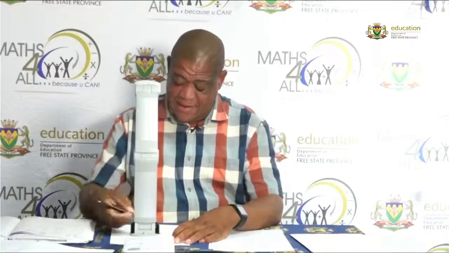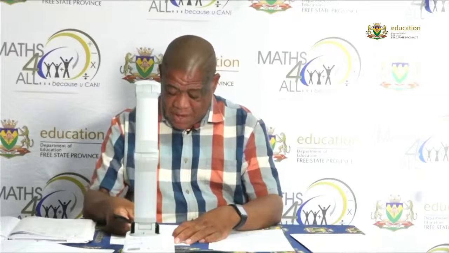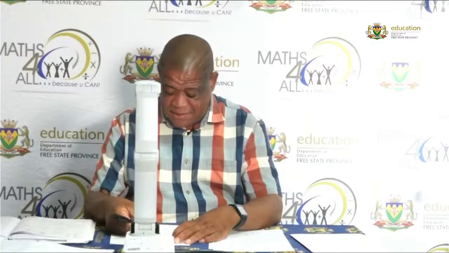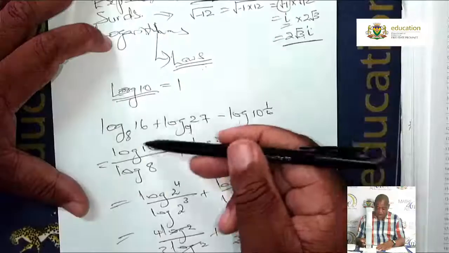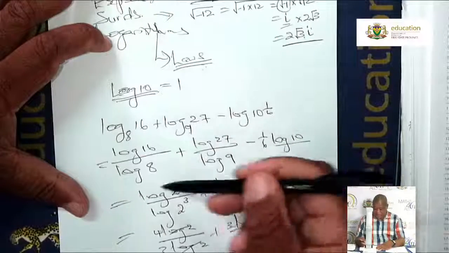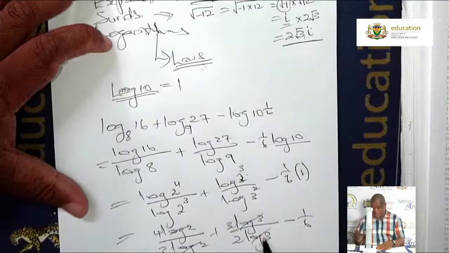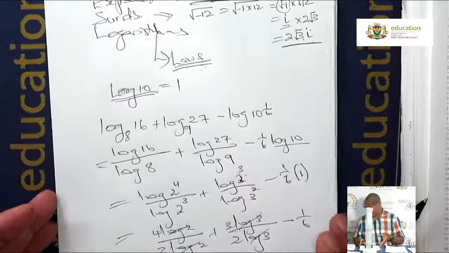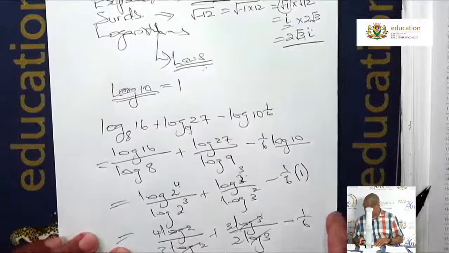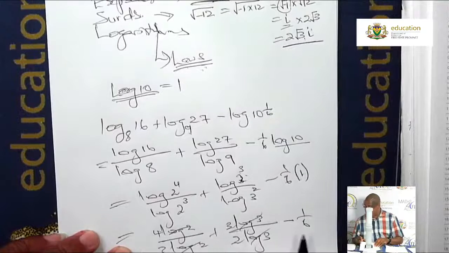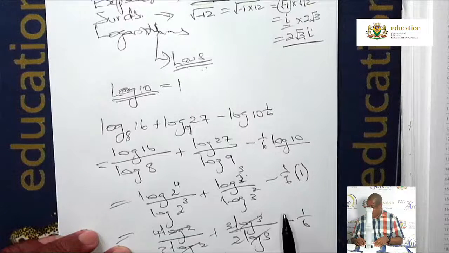But the key thing is to be able to change the base, know what your log 10 is, and then be able to write 16 as a power of 2, 8 as a power of 2. You change that, and then you cancel, then it's just a matter of working mathematically. That's the basic thing around the logarithms that we shall be getting in our question 3.